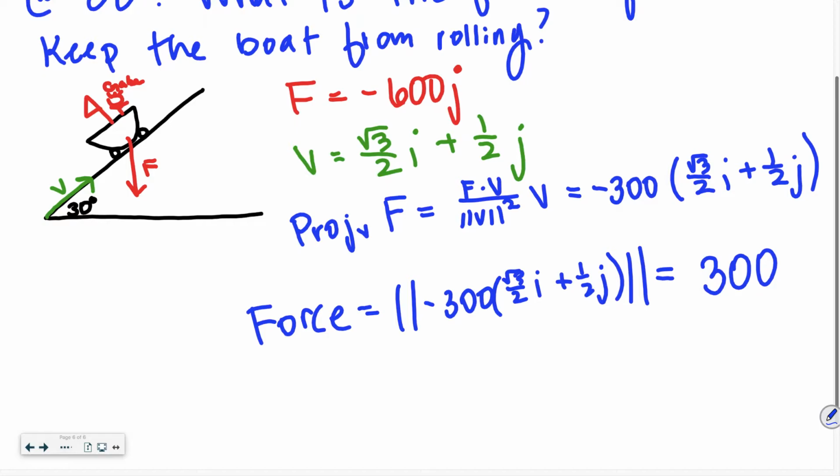So a force of 300. You're going to hate this. Oh no. Foot-pounds. Not the foot-pounds. Wait, force. Force is just pounds. Work is foot-pounds. I made you panic for no reason.